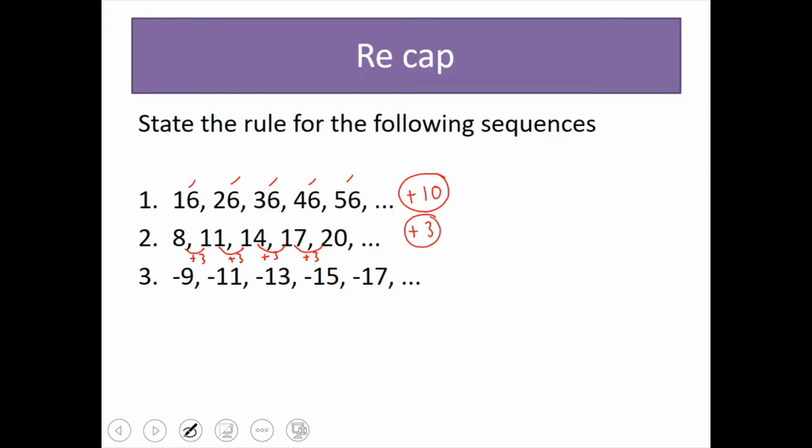Third question is slightly different. You need to know your positive and negative numbers. So I can quite easily say here, every time the sequence is getting smaller and smaller. So I'm taking away 2 every time. Minus 9 take away 2 is minus 11. Minus 11 take away 2 is minus 13. Minus 13 take away 2 is minus 15. Minus 15 take away 2 is minus 17. So my rule is going to be minus 2 up here.